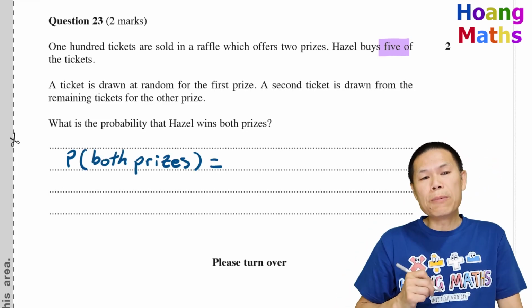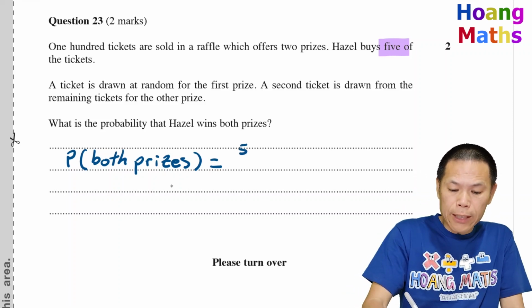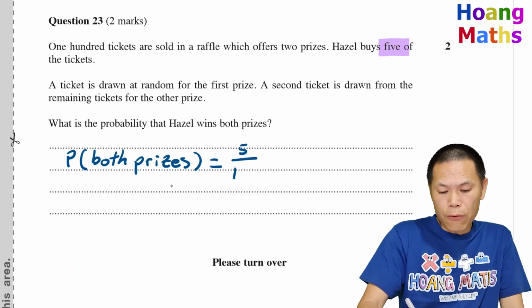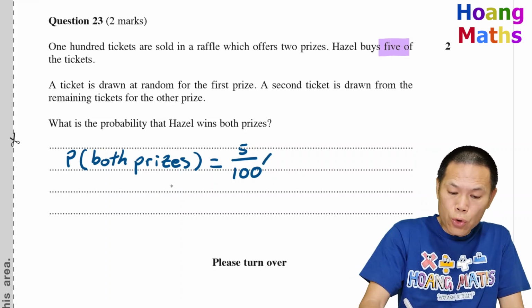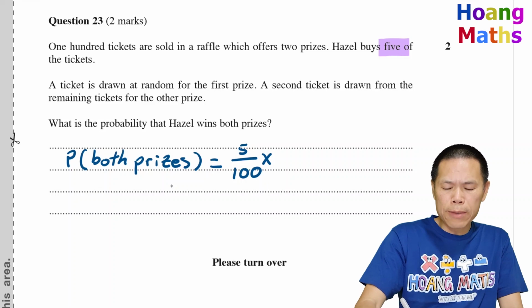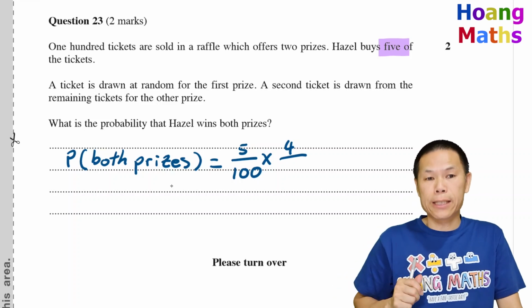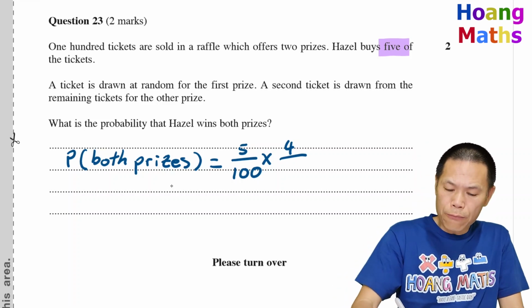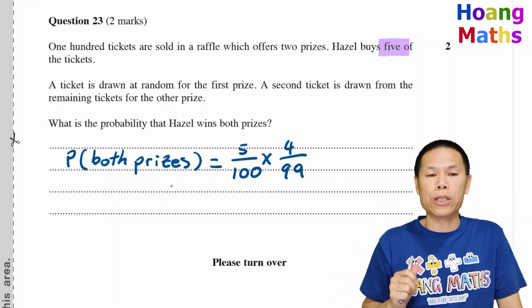The first probability, that she wins the first prize, is she has 5 tickets and 100 tickets altogether. So therefore, 5 out of 100. Now, for the second draw, she only has 4 tickets left. So her probability of winning the second prize is 4 over 99, because we only have 99 tickets in the draw. So the second stage is 4 out of 99.